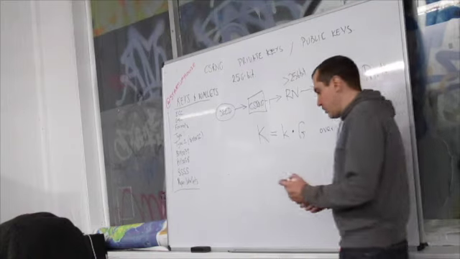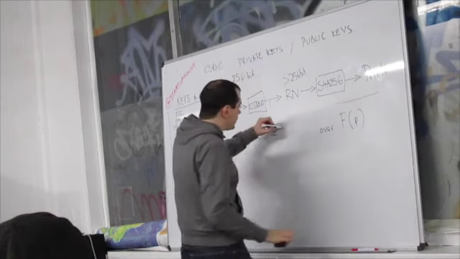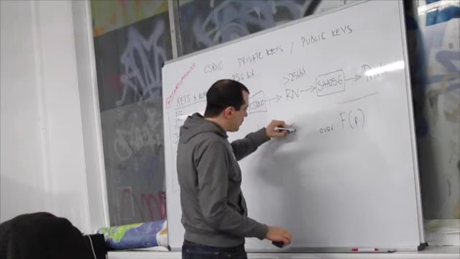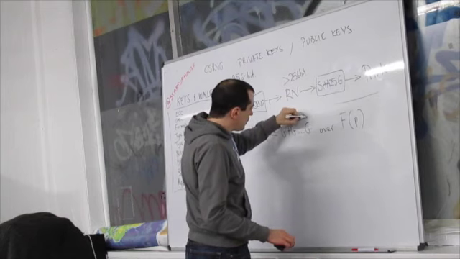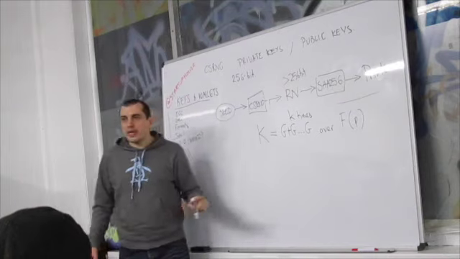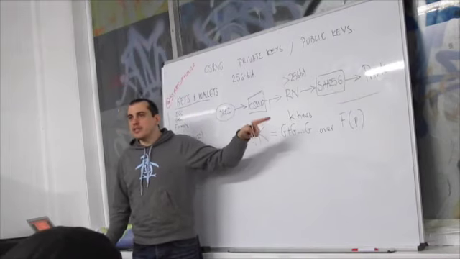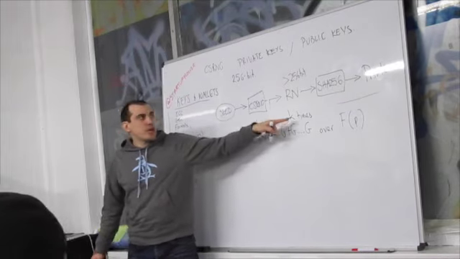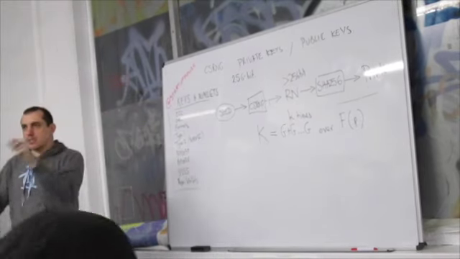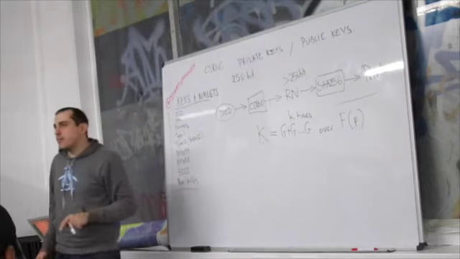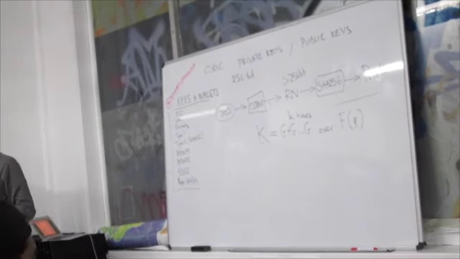Okay? Even simpler way to write this is what you're doing is you're taking the general point and you're adding it to itself k times, where k is your private key. And that causes it to bounce all around the elliptic curve until it lands on that point, which is your public key.